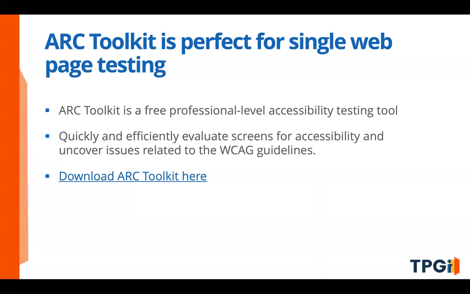ARC Toolkit is an excellent tool for single web page testing. As we mentioned earlier, ARC Toolkit is a free professional level accessibility testing tool, and it's a Chrome extension that you or your developer can turn on as you're scanning a single page of your website for any accessibility issues related to the WCAG guidelines. And it's great for trying to get a quick synopsis of, do I have errors? How many errors do I have on my page? I think you can export the content and share that with the developer.